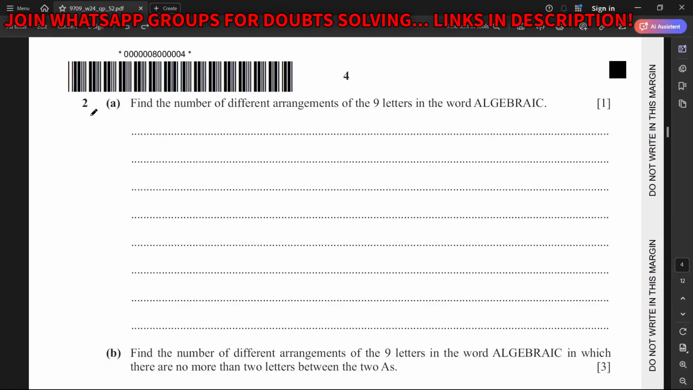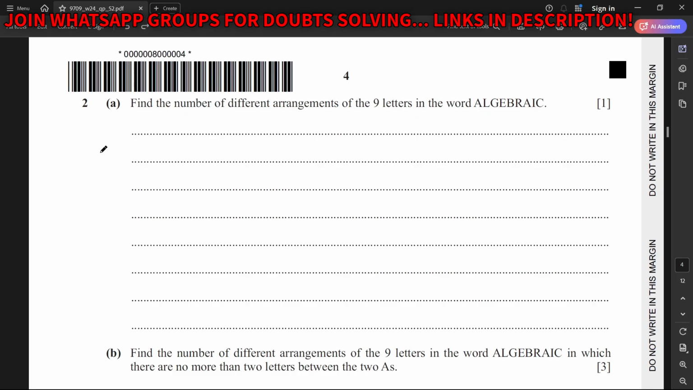Now let's move on to question 2. In the first part, we are asked to find the number of different arrangements of the 9 letters in the word algebraic. If you notice, A is coming twice. Apart from that, L, G, E, B, R, I, and C are coming exactly once.